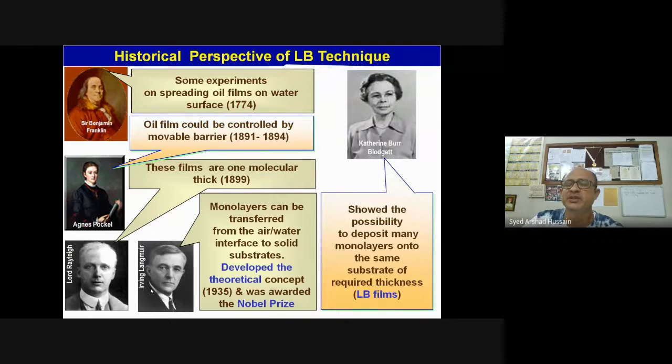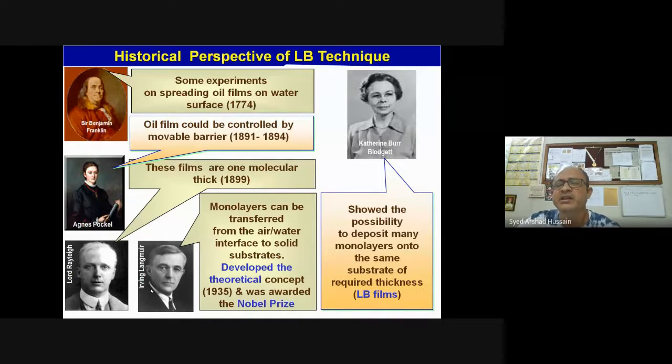She made a solution of the material, spread it on the air-water interface, and tried to develop some kind of theoretical concept or background: how the molecules behave, how their properties can be controlled. So he did this kind of rigorous study. Accordingly, he was awarded the Nobel Prize in 1935.